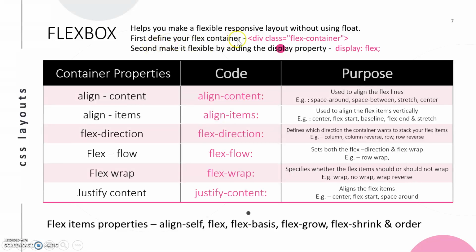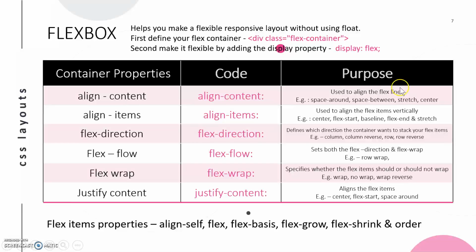First you define your flex container. This is the code you would use for that. And then the second part, you make it flexible by adding the display property, so display flex. Okay, so here are the container properties, and this is the code that you would use to use them. And it explains what they are.